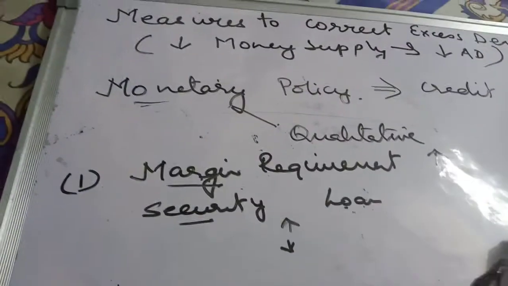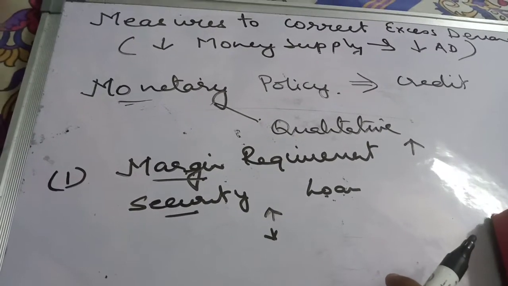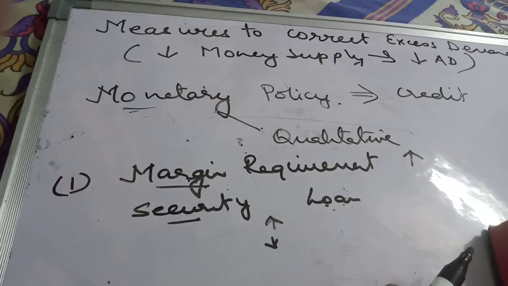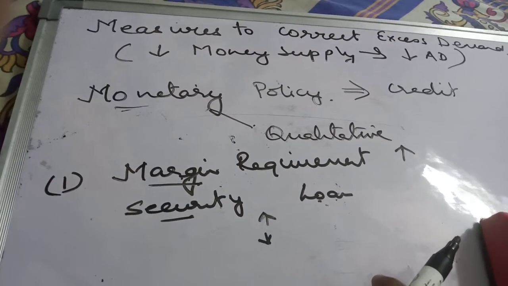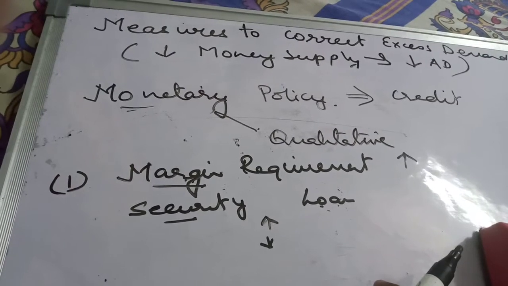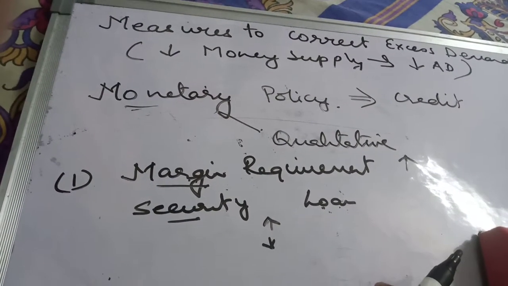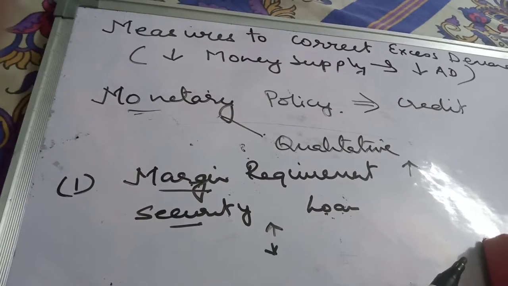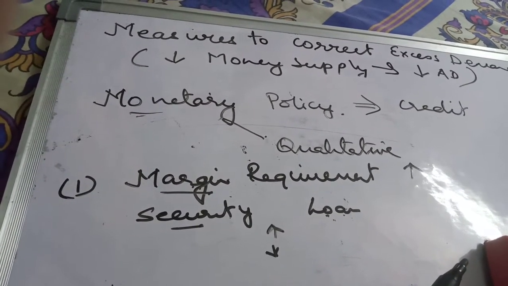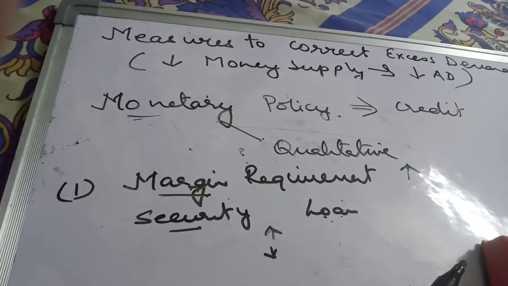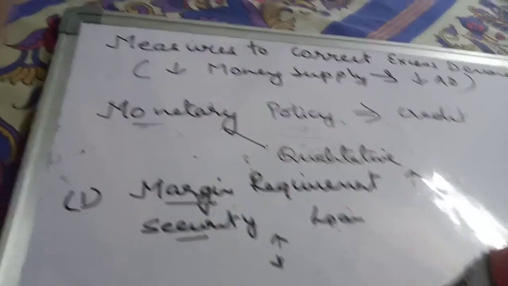Okay, so what is margin requirement? It is the difference between the amount of loan and market value of securities offered against loan. During inflation, central bank directs commercial banks to increase margin, which makes loan expensive, and then demand falls. This in turn leads to fall in effective demand. Demand for loan falls first and then the effective demand also falls.